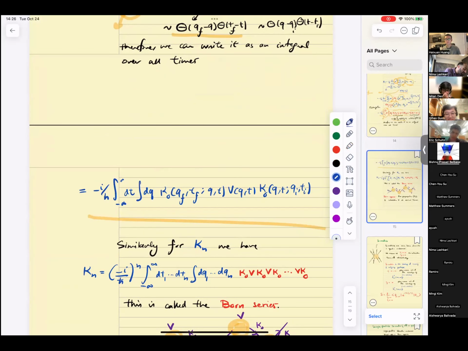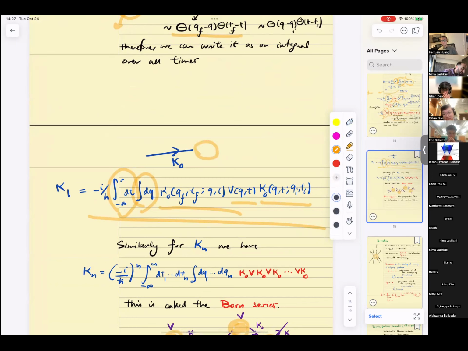And then finally, you find K1 as the following integral: minus i over h bar, integral from minus infinity to infinity dq, free propagator, V, free propagator. So what does that mean? It means that your particle is propagating freely with K0. An interaction happens at position q and time t. That is your V. Then the rest of the time it propagates with K0. This was your ti, this is your tf. This is the cartoon picture to have.